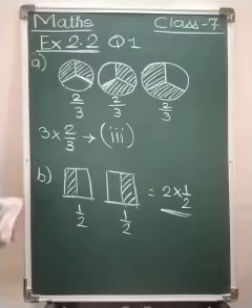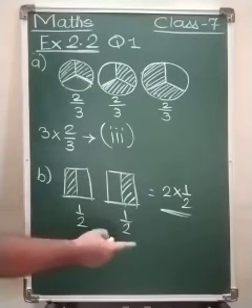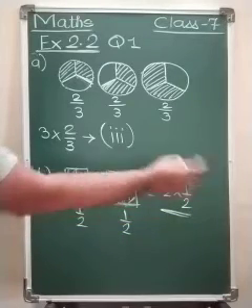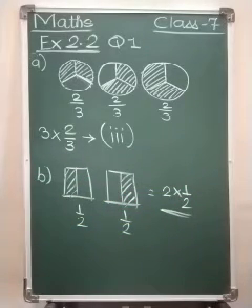Just remember how many times these fractions are there. 1 upon 2 and 1 upon 2, how many times? 2 times. So 2 multiplied by 1 upon 2. So this is question number 1.